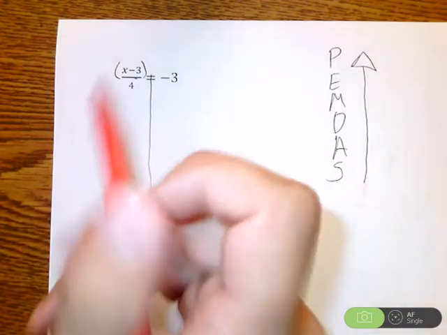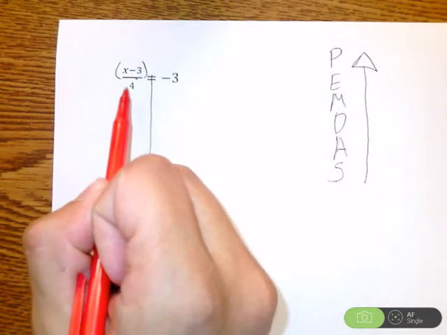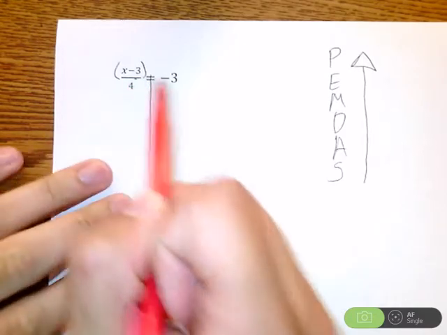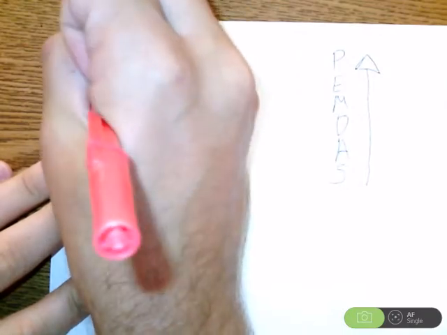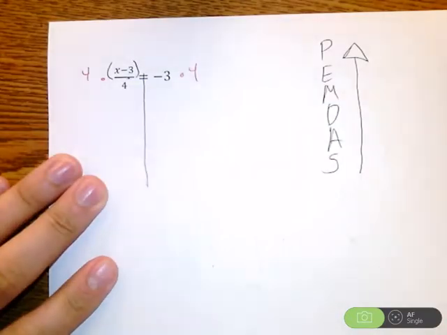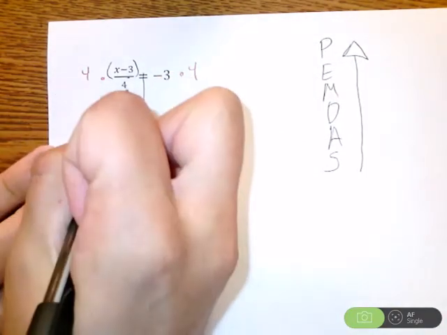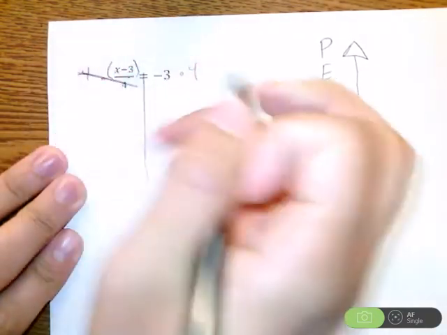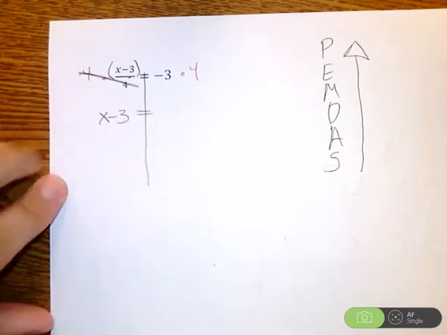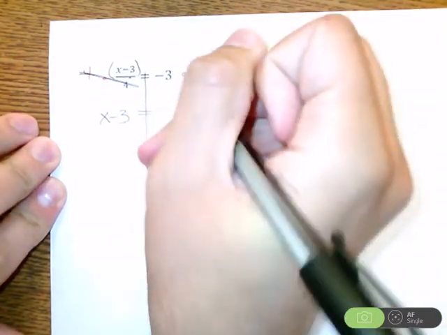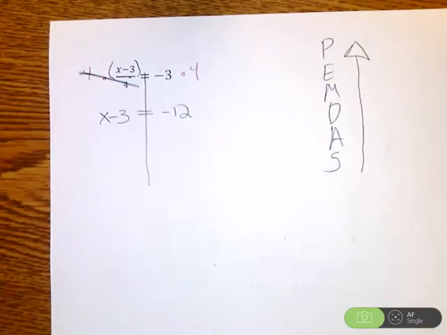So if I can't take care of that minus 3, I can deal with that division by 4 first, because no addition or subtraction can deal with the division. The opposite of dividing by 4 is multiplying by 4. So since we're multiplying and dividing by 4 over here, we're stuck with just an x minus 3 over there. So those are inverse operations. Negative 3 times 4 is negative 12. Only thing left to do is solve it.